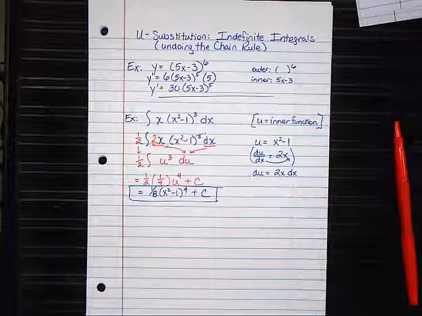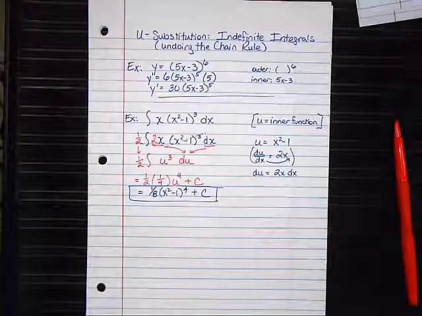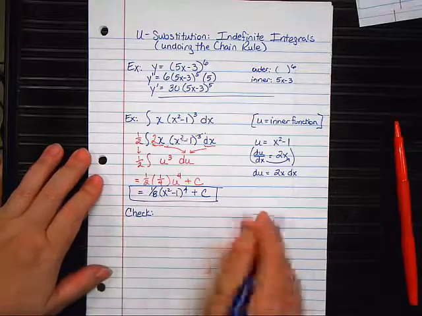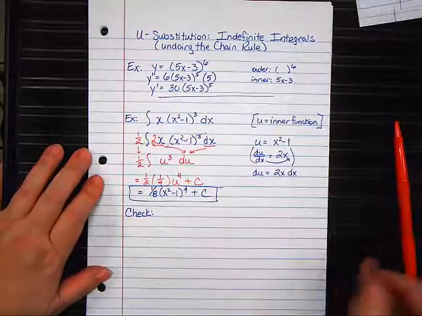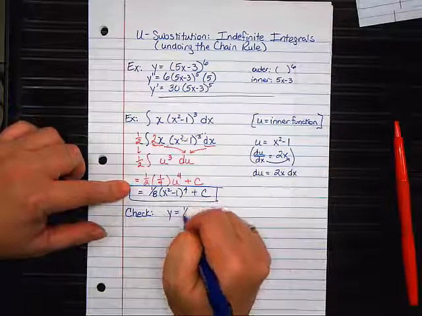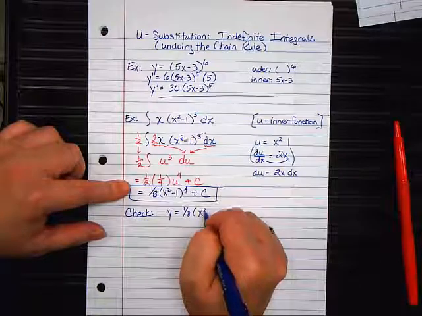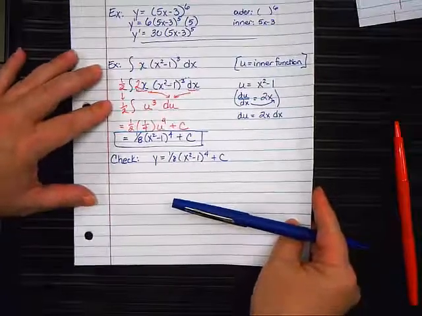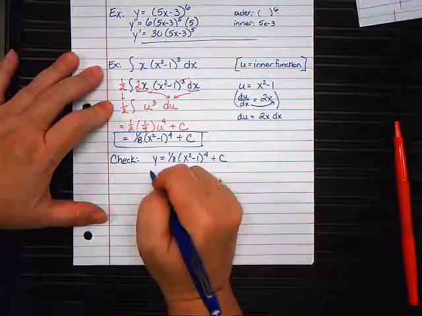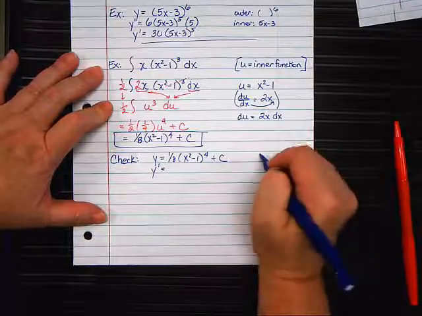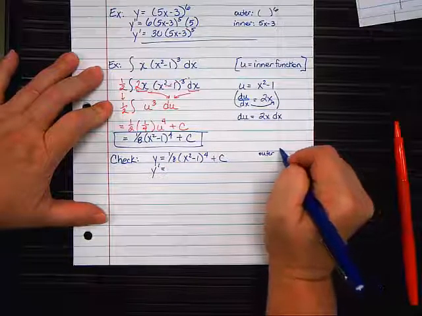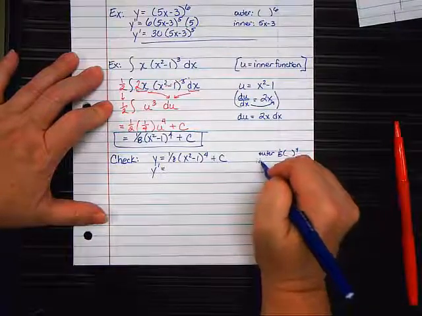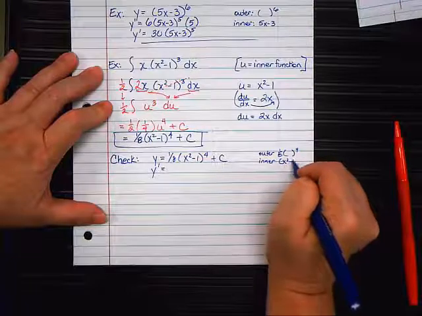Okay. For this very first problem, I want to check this to make sure I did it right. So, how do you check an antiderivative? Take the derivative. So I'm going to take this answer and make it an equation, y equals 1/8 x squared minus 1 to the 4th plus c. And I'm going to take its derivative. For those of you who need it, the outer function is the 1/8 and the parentheses to the 4th. The inner function is the x squared minus 1.